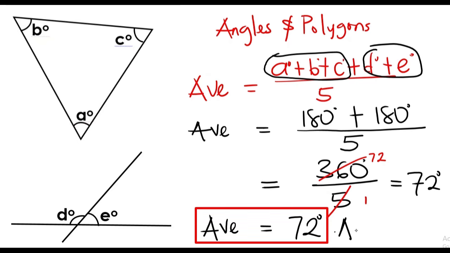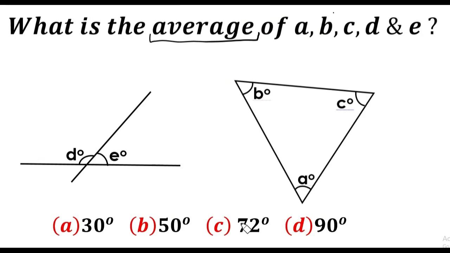This is actually the final answer. So if you go back to the question, out of all these options, this is actually the answer. If 72 degree is what you got when you did it, that is very wonderful. It means you are very good in mathematics. And if you didn't get that, just check all the steps and how we have arrived at 72 degree.